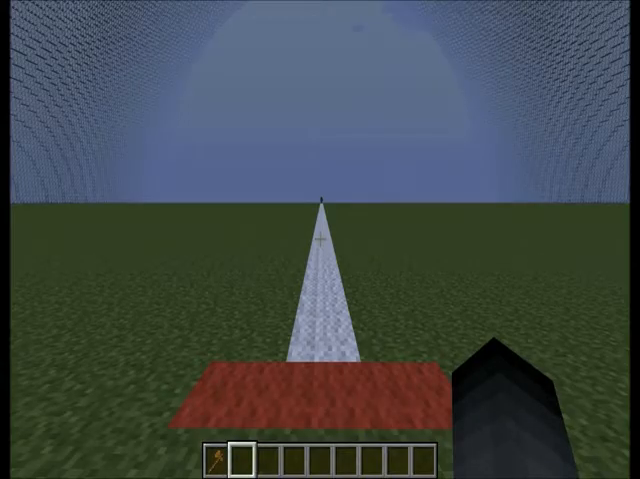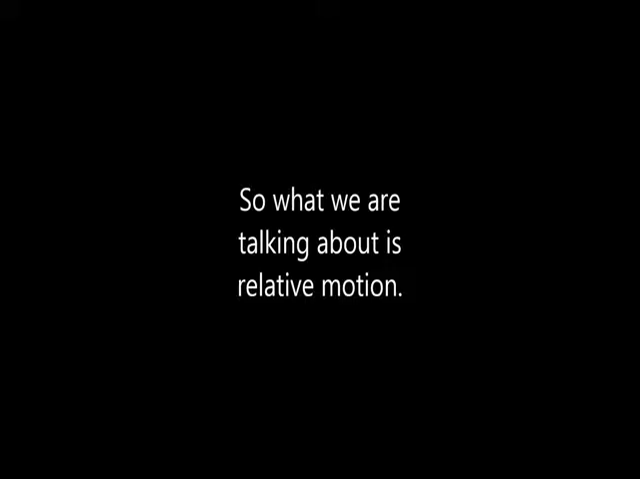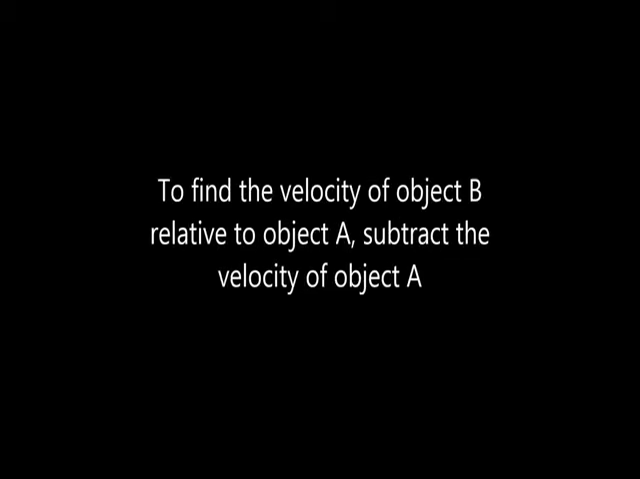In this video, we're going to consider the dot point, describe the motion of one body relative to another. So what we're talking about is relative motion. To find the velocity of object B relative to object A, subtract the velocity of object A.